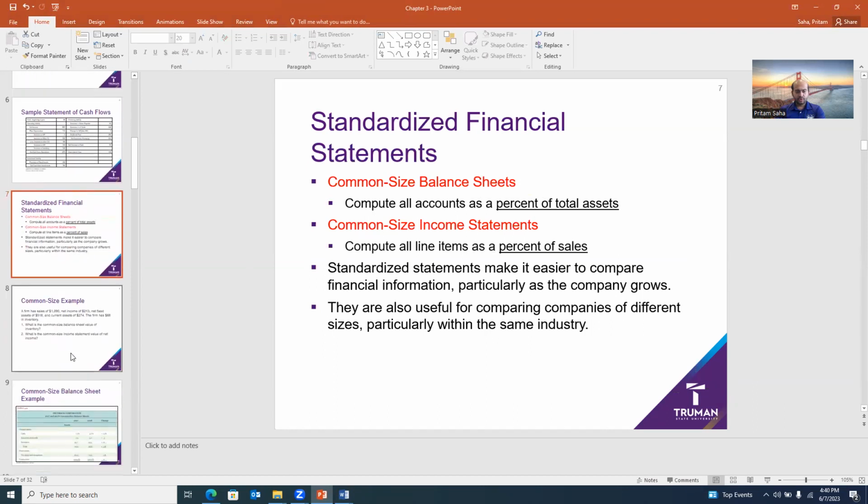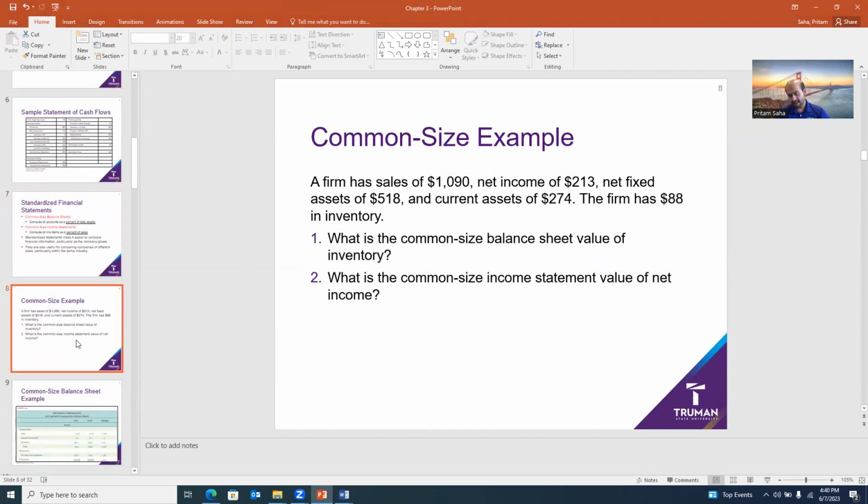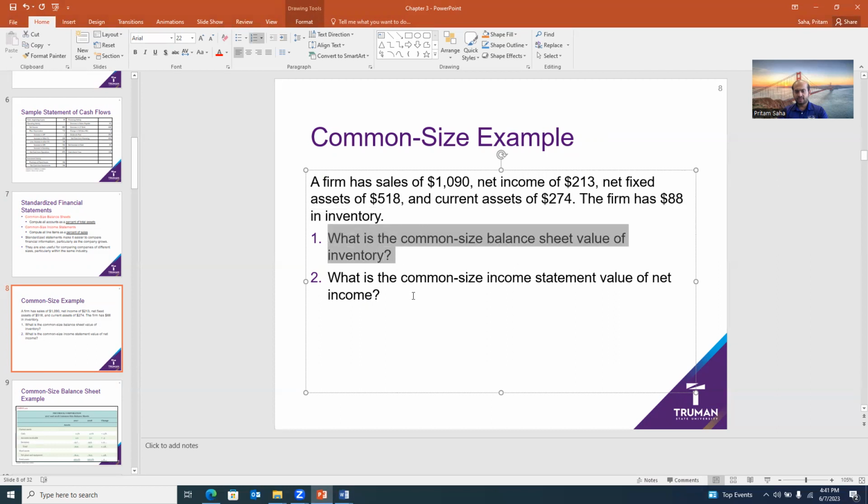Now let's do an example. How can you do common sizing? And then we will try to interpret common sizing values. Here's the information: sales 1090, net income 213, net fixed assets 518, current assets 274. The firm has 88 in inventory. What is the common size balance sheet value of inventory?